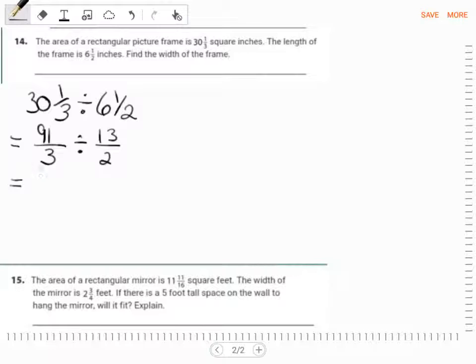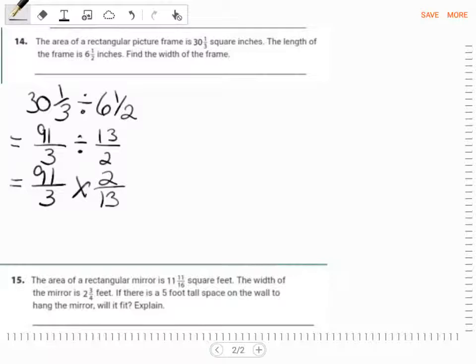Now we're going to switch, flip, or multiply by the reciprocal. Whatever you use to remember it, but like I said, I need you to be able to verbalize to me that we are multiplying by the reciprocal. So I'm going to say 91 over 3 multiplied by 2 over 13.